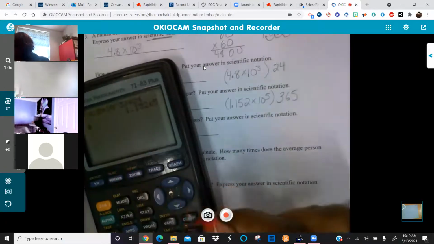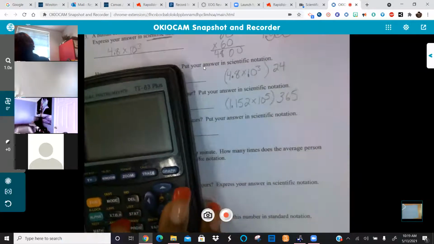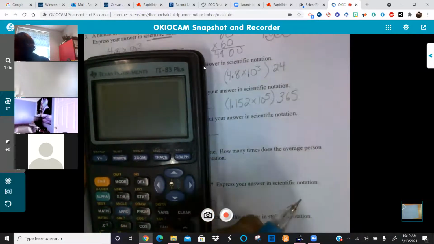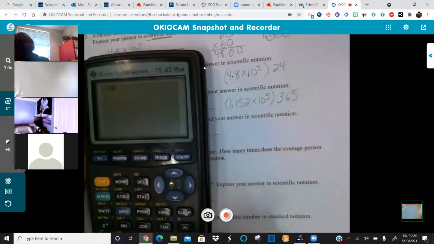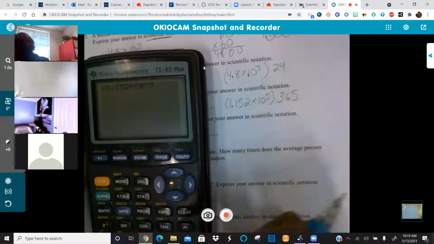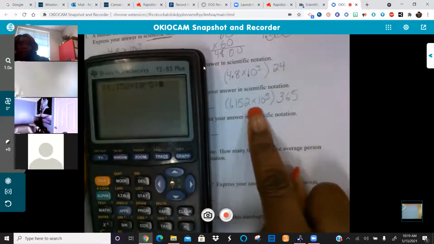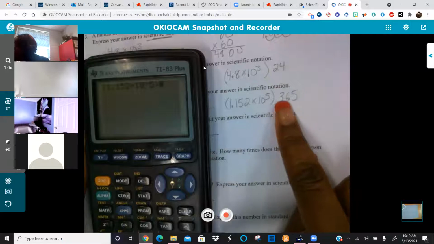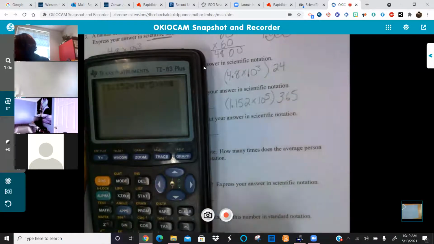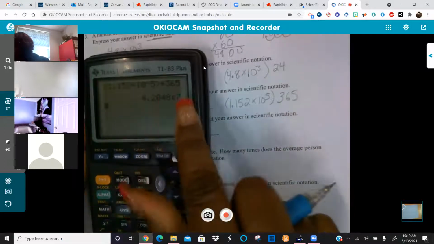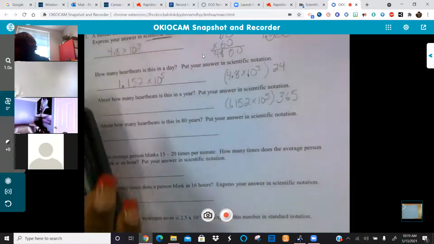Okay, so now let's type this in. We got parentheses 1.152 times 10. Use the caret key to the fifth power. Close the parentheses. So this is that. Now we're going to multiply times 365 days. So times 365 days. Press enter there. And this is what it's going to give me.